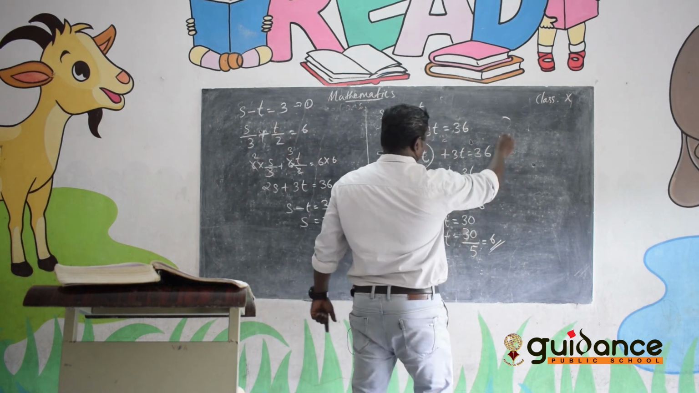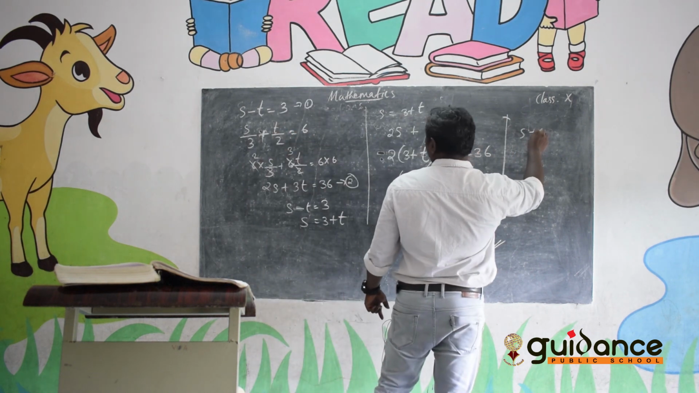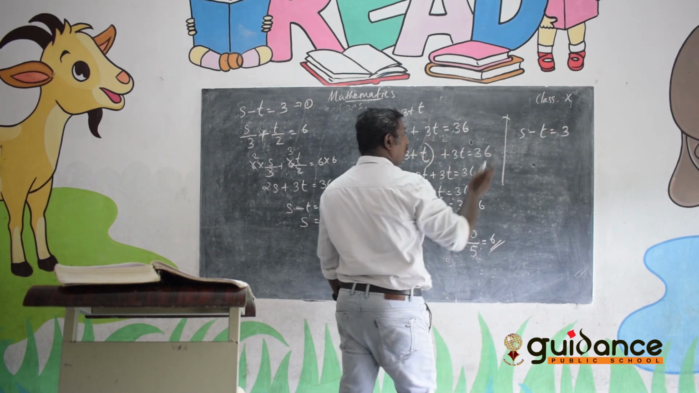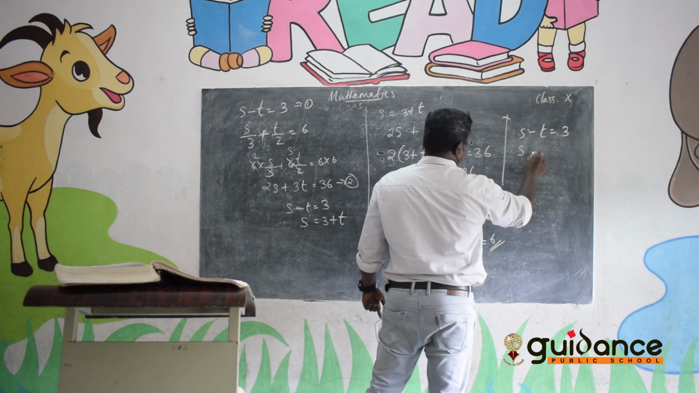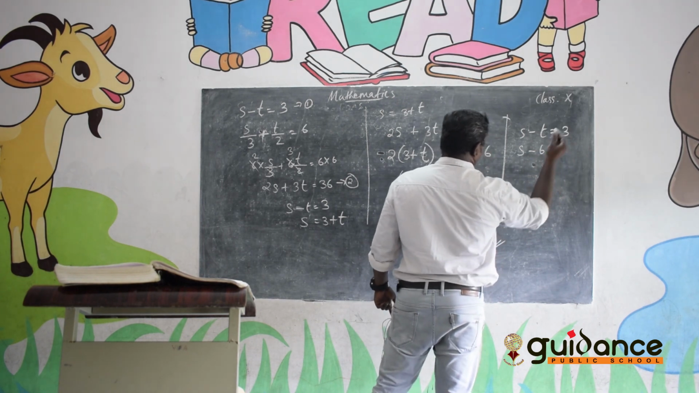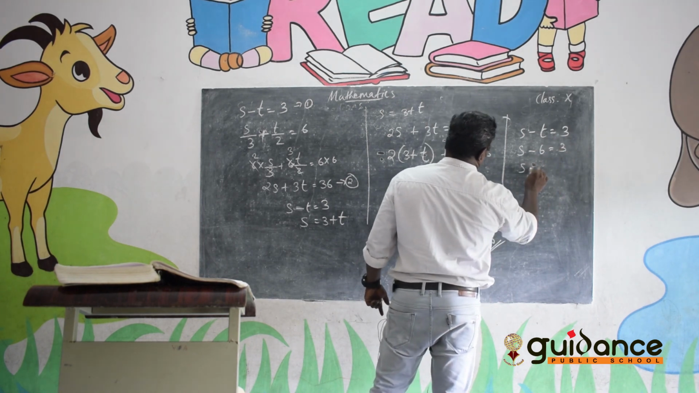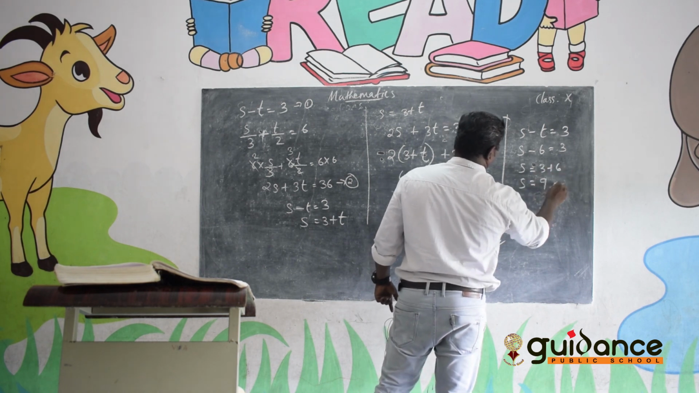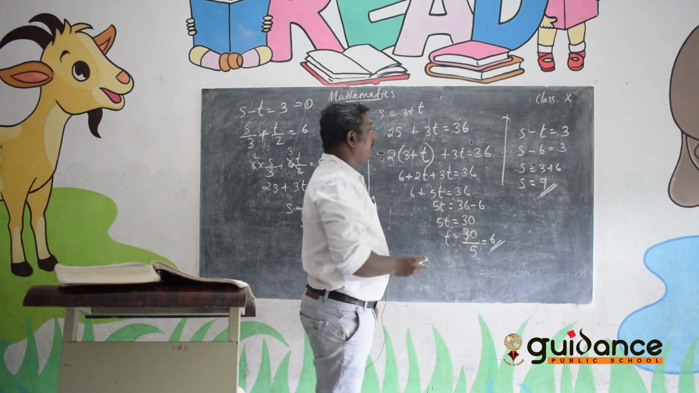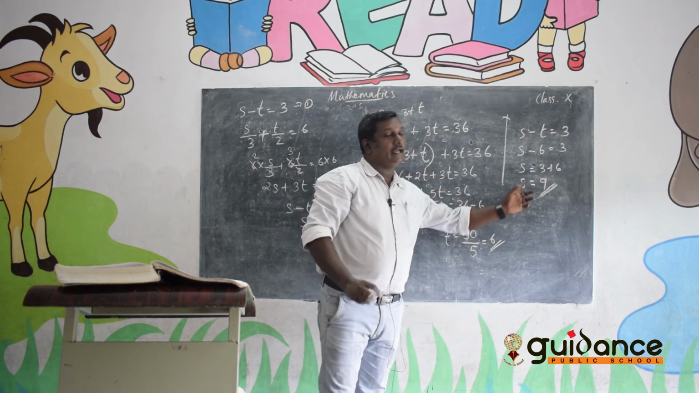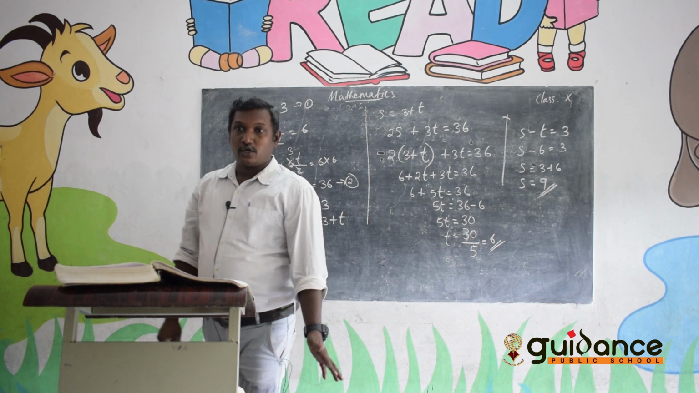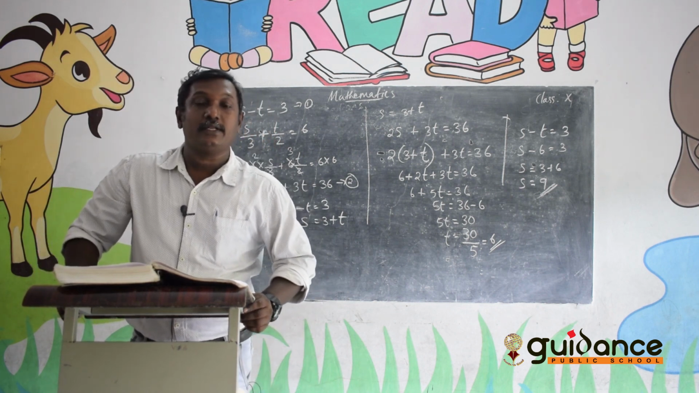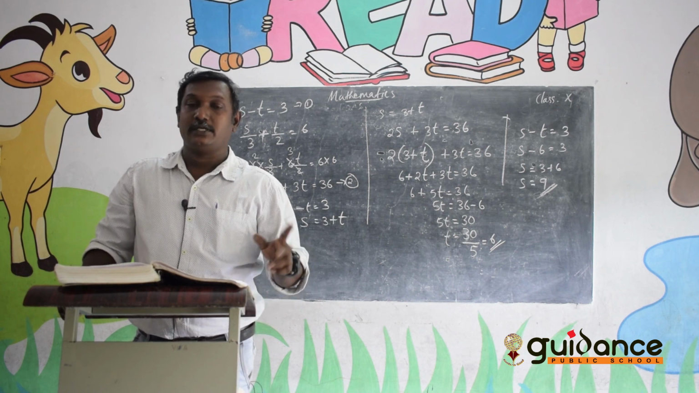That is s minus t equal to 3. The value of t is 6, so s minus 6 equal to 3. Then s equal to 3 plus 6, s equal to 9. So t equal to 6 and s equal to 9. This is the method we discussed today, the substitution method of solving a pair of linear equations in two variables.